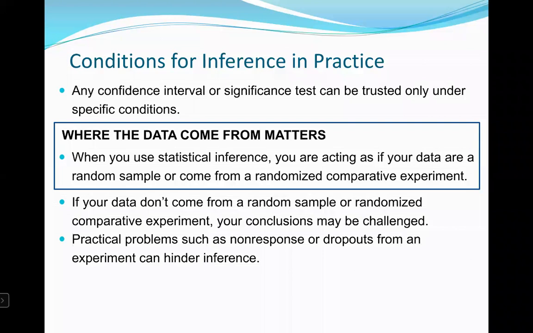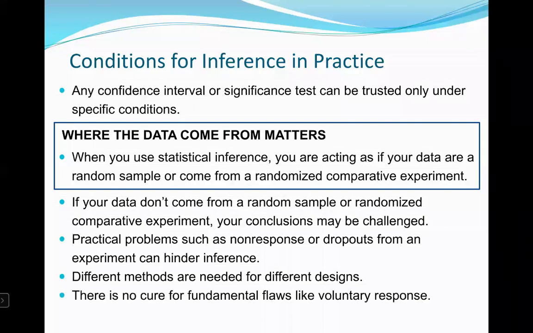Practical problems such as non-response or dropouts from an experiment can hinder inference. Different methods are needed for different designs. There is no cure for fundamental flaws like voluntary response.